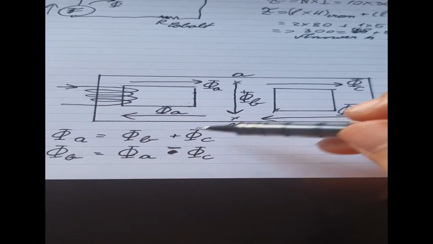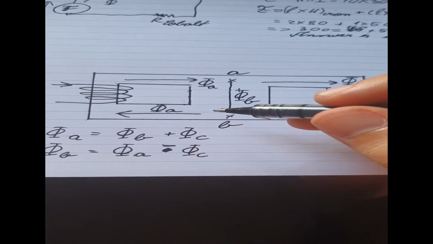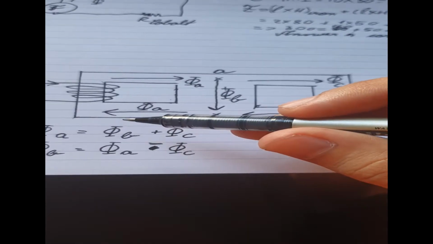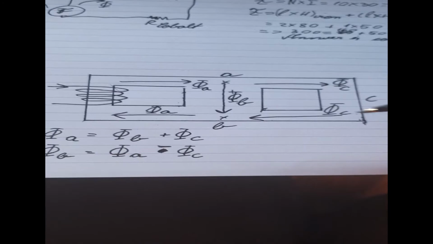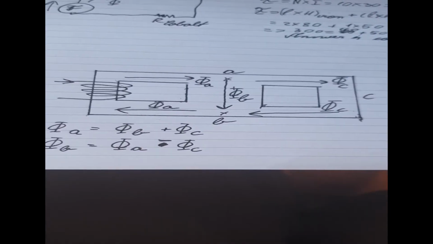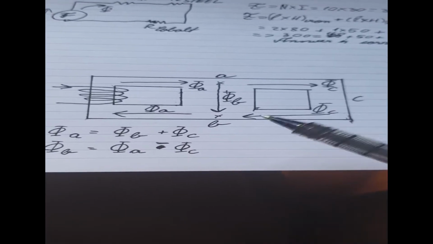However, in point B, for flux B, flux C is coming inside while flux A is going outside. So the ones that are going out are seen as positive, so flux A is positive. However, the ones that go into this point are seen as negative values. So we can apply node analysis for this type of magnetic circuit as well.